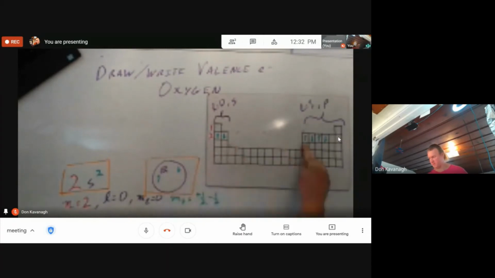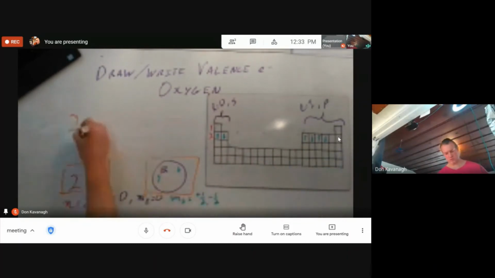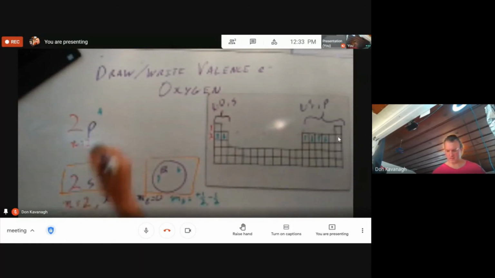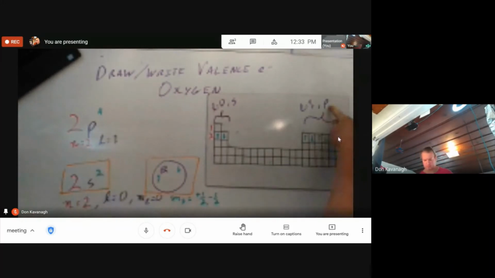Let's draw the other 4 valence electrons. They are in the 2p shell. So let's draw out the 2p, and there are four electrons. Let's fill in 2p4. So n, the first principal quantum number, equals 2. L equals 1, which we refer to with the letter P.